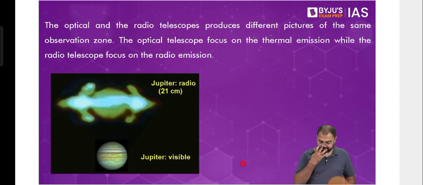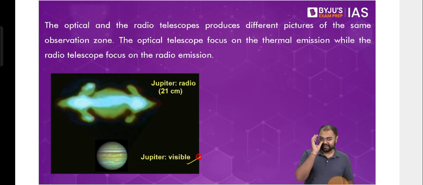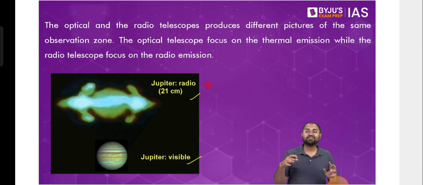Now, if you look at the radio telescopes and the optical telescopes, you see that the images you get are very different. For example, when you imagine Jupiter, what you perceive Jupiter as is the second image that you see. This is how we would see Jupiter if we could directly see it, right? But when you look at the radio image of Jupiter, it's completely different. This is not how you perceive Jupiter, right? So that is how we understand that there is a difference in the images you get.